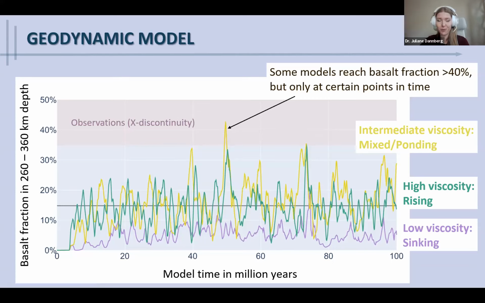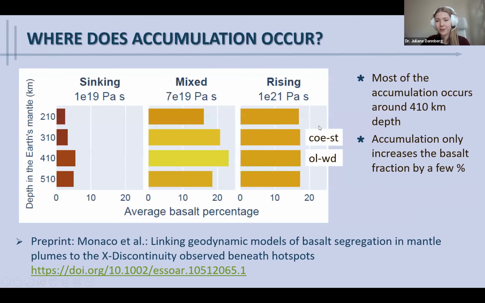And it would have to be a really big coincidence that not just Hawaii, but also several other plumes are at exactly this small snapshot in time where there happens to be a lot of basalt near 300 kilometers depth. And so we can quantify how much basalt we actually accumulate throughout the whole runtime of the model by averaging our basalt fractions through the whole model runtime. And so that's what's shown here.